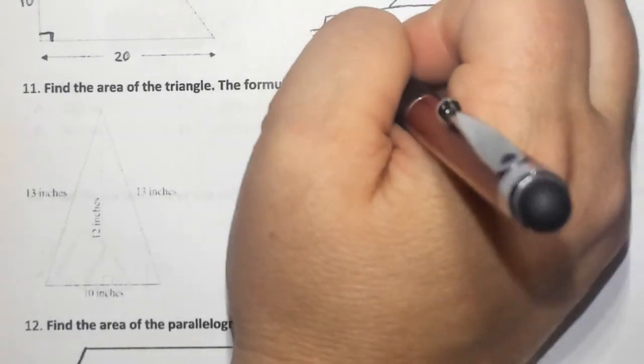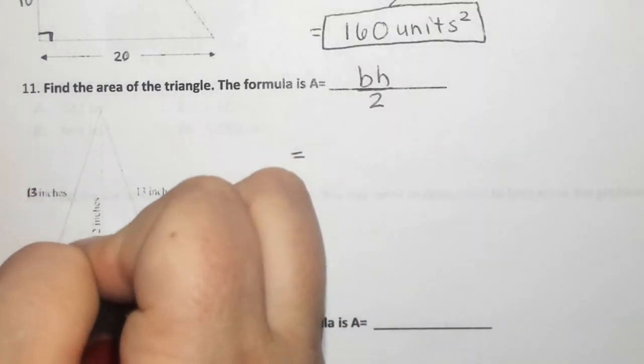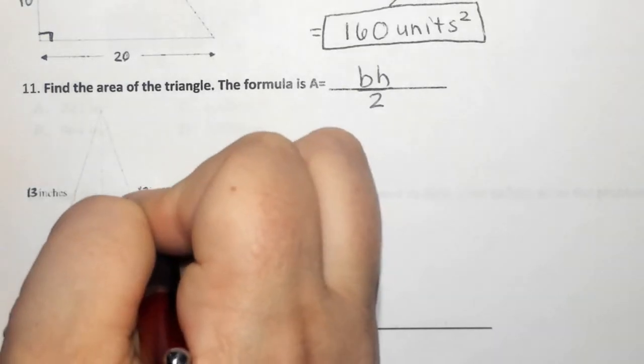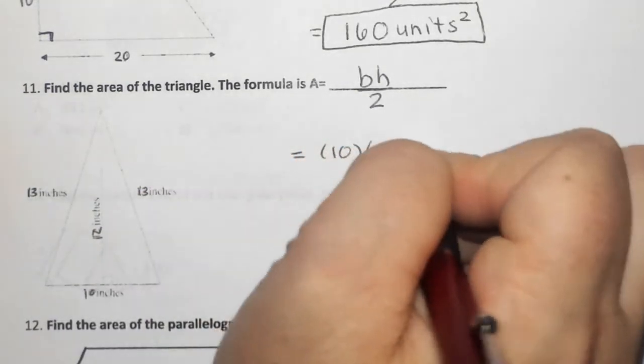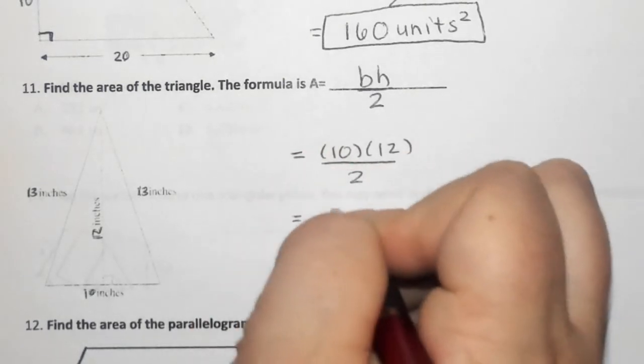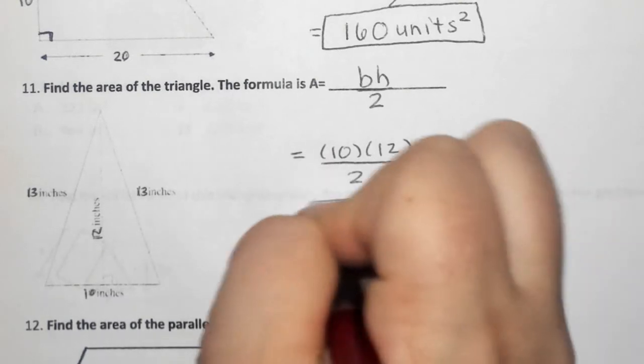Find the area of the triangle. The formula is BH divided by 2. What is my base here? 10. All right, and what is my height? 12. And then we divide by 2, which gives me 60 inches squared.